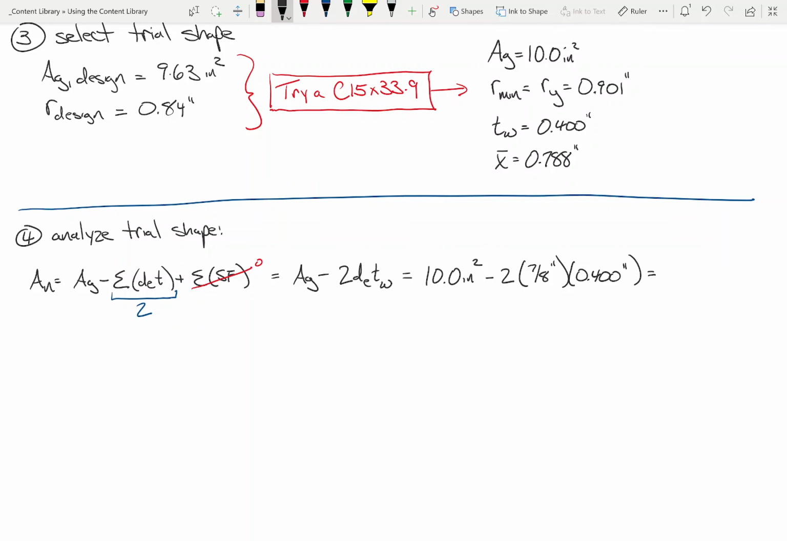And what is that? 9.3 inches squared. Do I have a second? Yeah. All right. Shear lag. What cases are going to apply for shear lag? Is it going to be a case 1 or case 2? 2, obviously. Do any of the cases 3 through 8 apply? No, right? Case 7 is for W shapes, case 8 is for angles. This is a channel.